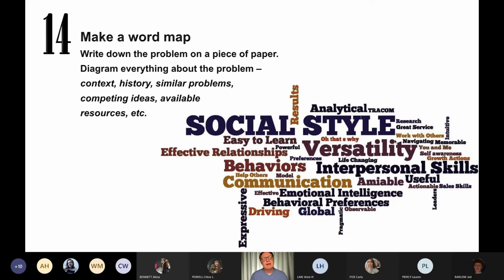Tip number 14, make a word map. Similar to a word salad, but this time you're writing down the problem on a piece of paper, diagramming everything about the problem: context, history, similar problems, competing ideas, available resources, etc. So it's not just word associations, but phrases, facts, connections, relationships. Again, this is a method that can be used to solve a problem through the power of words.